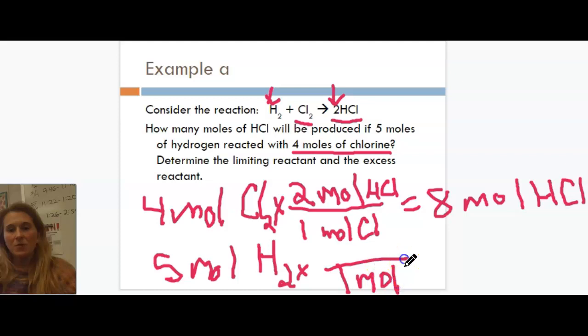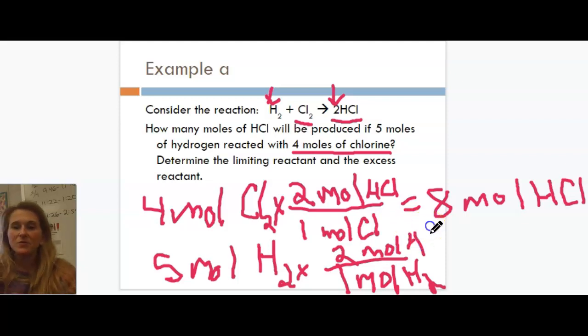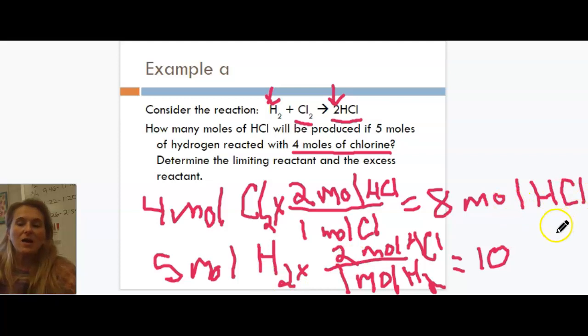So this is 1 mole of hydrogen to 2 moles of HCl. And so there we can see that it would be 5 times 2, which would mean 10 moles. And remember that whichever one is the smallest one is the amount of product we can actually produce, and the larger one will be in excess. So we can only produce 8 moles of HCl, and hydrogen will be in excess. Let's look at another one.